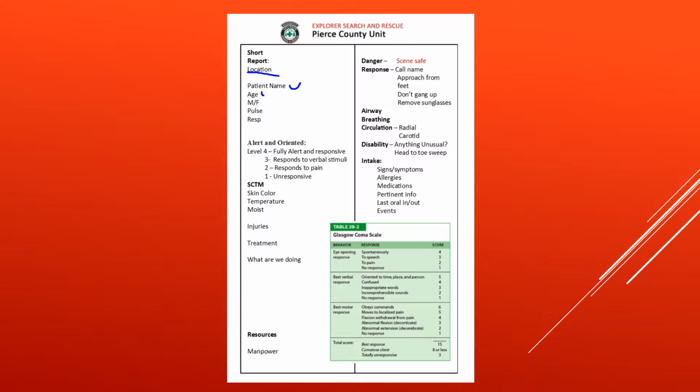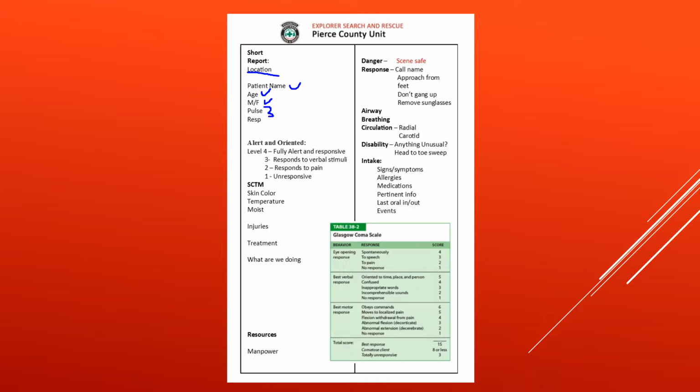We're going to want to know their age, male, female. Those pieces of information are very critical to make sure that we're actually dealing with the subject that we're looking for, and for just general information, so that when the operation leader calls in to seek extra help from EMS or whatever, they know who they're dealing with.